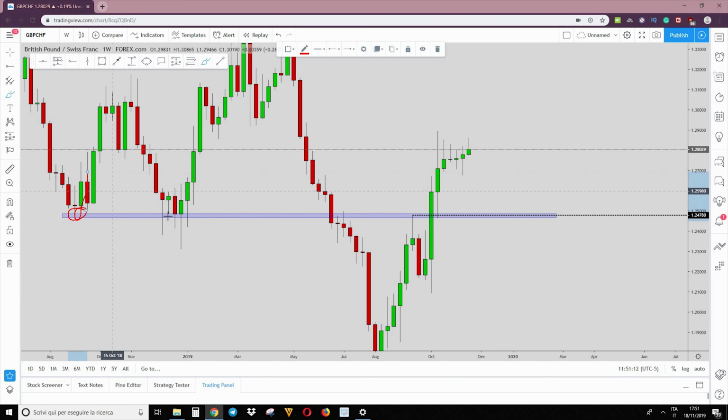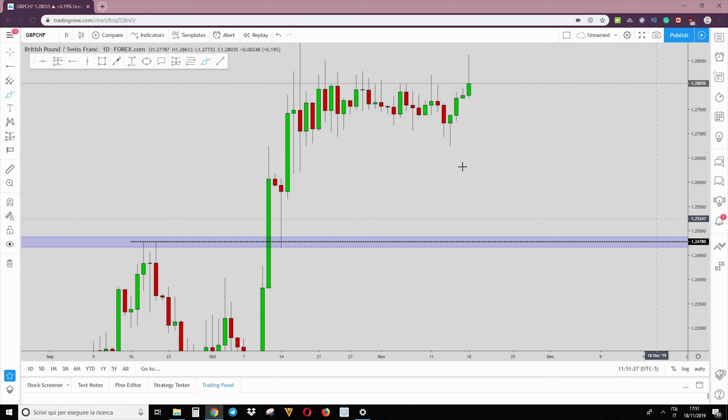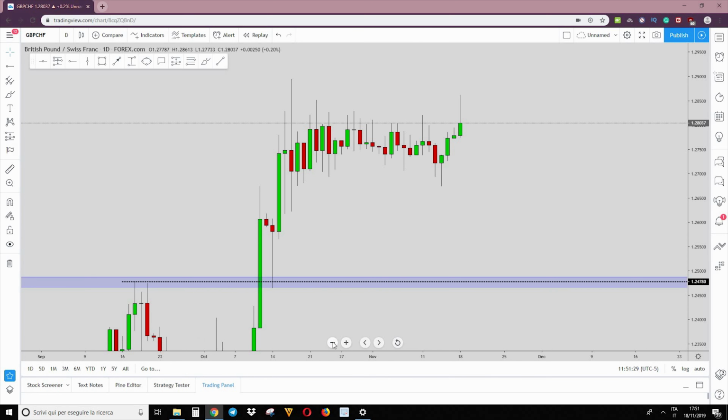You can see that the market was respecting it as support here and then resistance here. So it's a target that makes a lot of sense for GBPCHF. So overall, we expect the market to make this push to the downside for the completion of the W formation. Now what happens if we go down on the daily time frame?